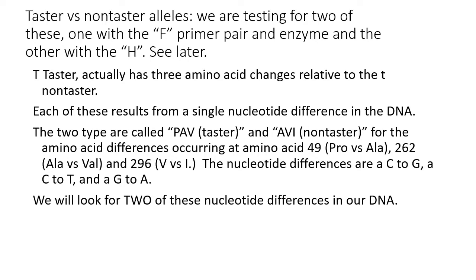Okay, so in terms of how we're going to actually do this, there are actually 3 amino acids that differ between the big T taster allele and the little t non-taster allele. And we're going to be testing for those single nucleotide differences that occur at 2 out of the 3 positions in the protein. So one position is a G to C, another one is C to a T, and the other is a G to an A. But we're only going to be looking at 2 of those.